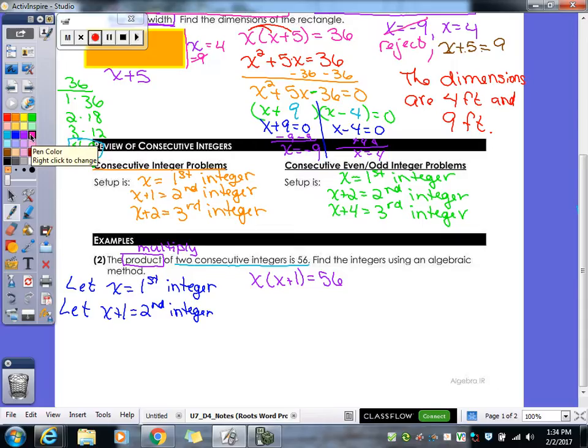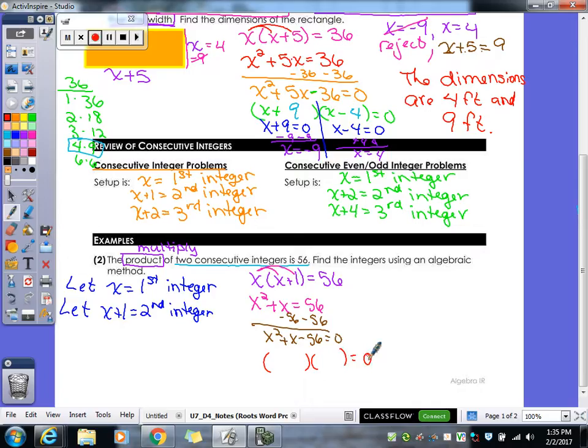So let's go ahead and solve this now. So we're going to distribute our x. X times x gives me x squared. X times 1 gives me a 1x. And then it equals our 56. So now what do we do with our 56? Subtract it. I need it to be equal to a 0 before I can finish solving it. So x squared plus x minus 56 equals a 0. Again, let's try factoring this one.